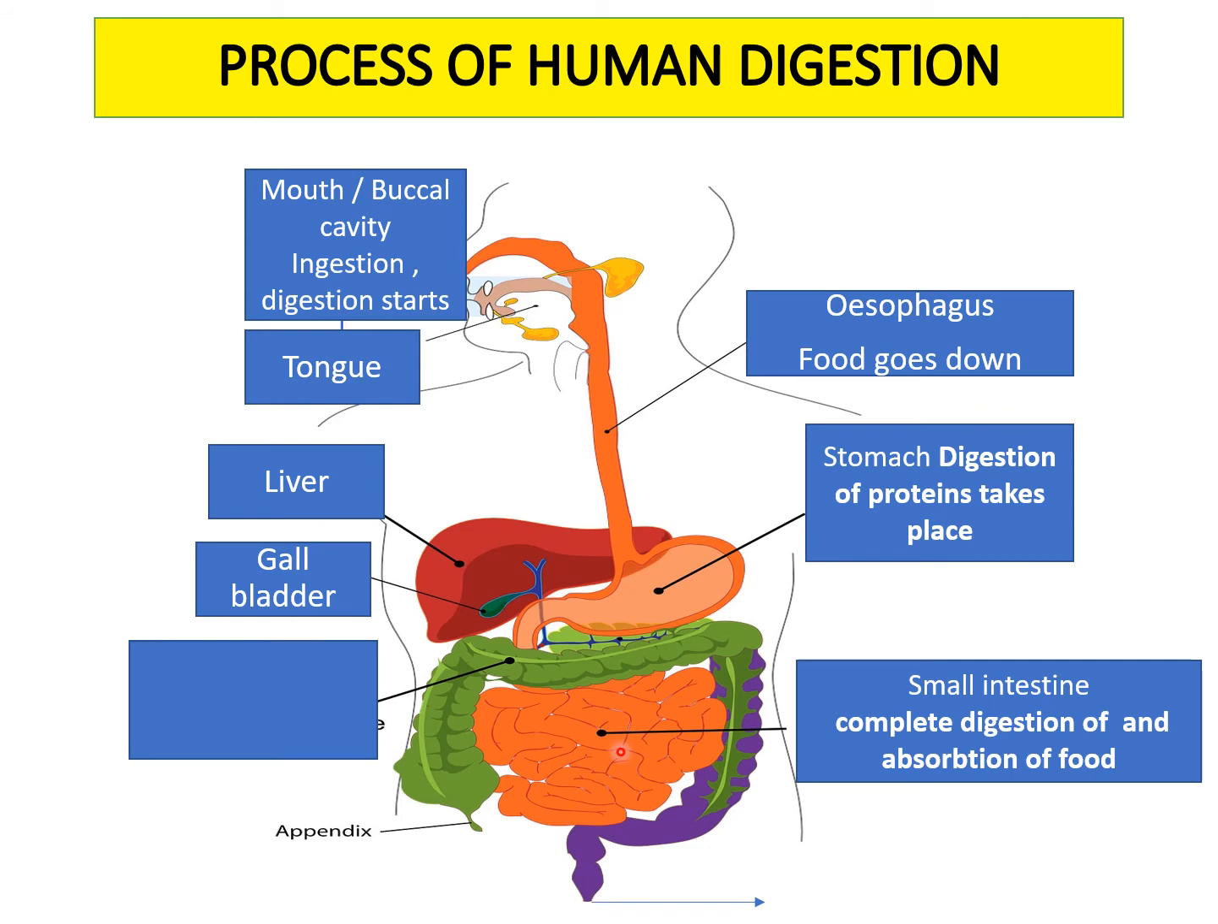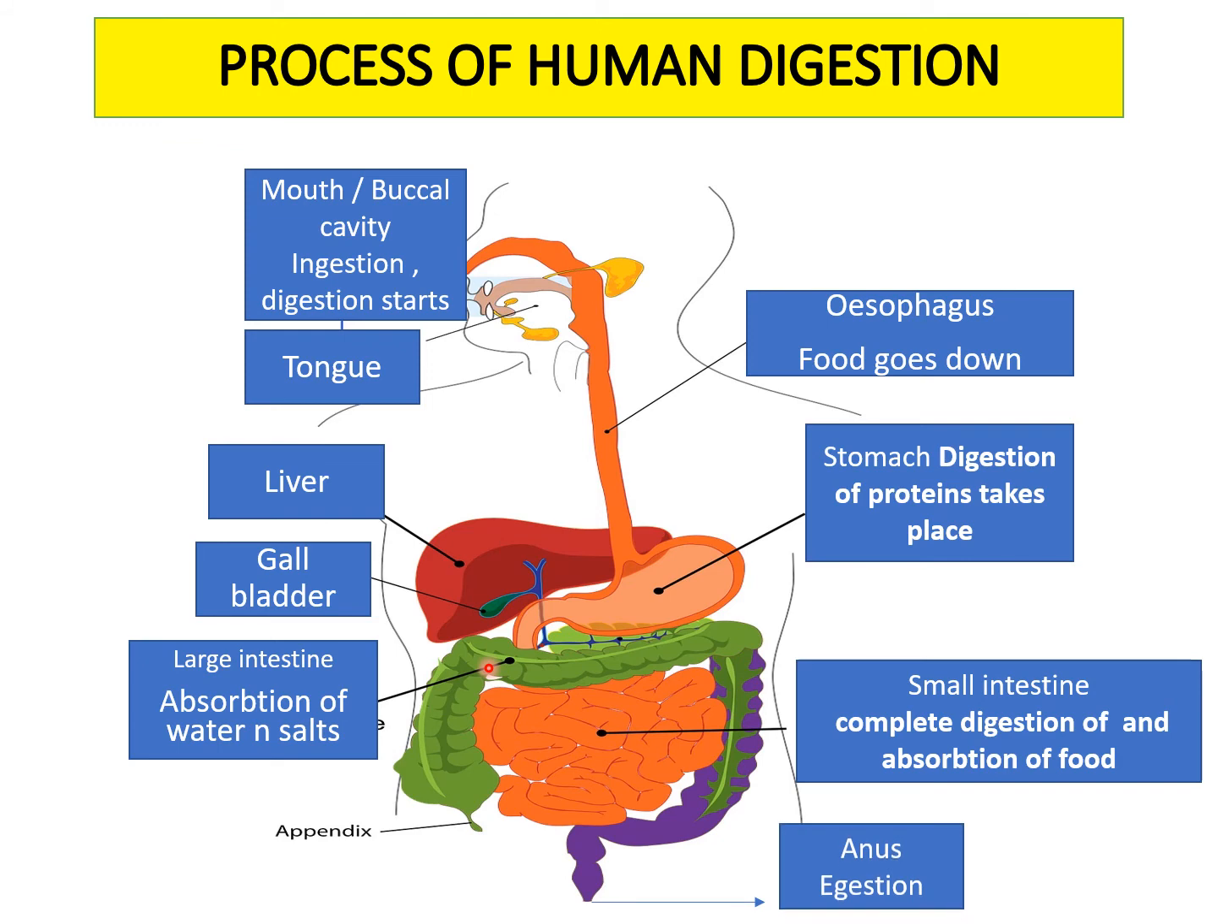Then the undigested food from the small intestine goes into the large intestine, where mainly absorption of water and salts occurs. Then this undigested matter from the large intestine is generally stored in the rectum, and finally it is ejected through the anus. So this is the whole process of human digestion.